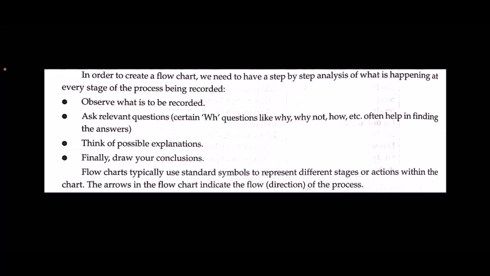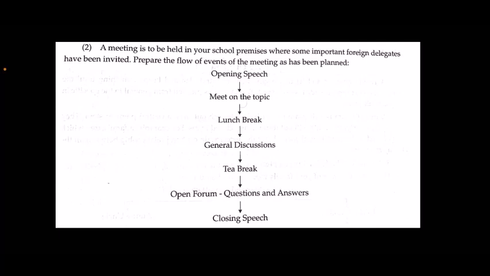Now, flowcharts typically use standard symbols to represent different stages or action within the chart. The arrows in the flowchart indicate the flow of the process. So, depending on where the arrow is pointing, we come to know which is the next stage or the next step in the process. Look at this example.